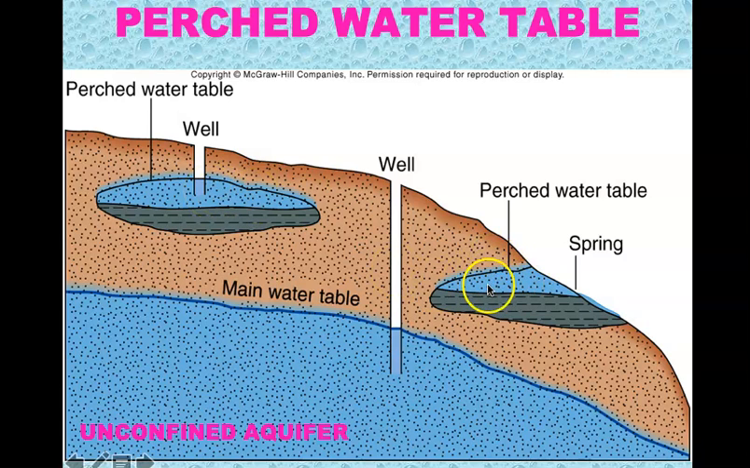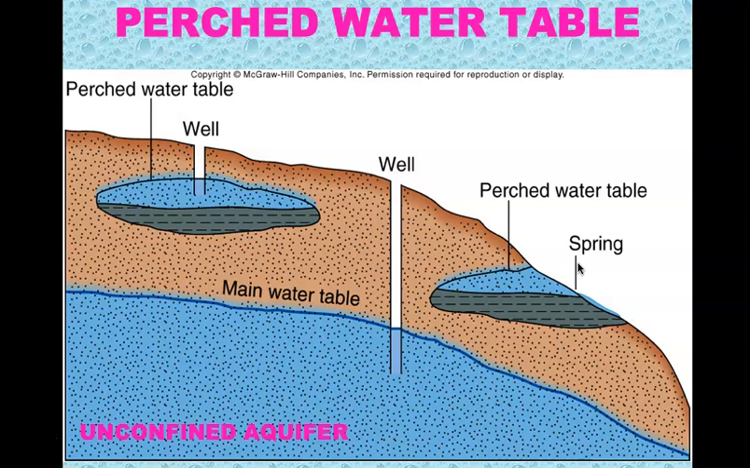A perched water table can also do something rather cool. You don't have to have a perched water table to get a spring, but in this example, a perched water table is giving us a spring. A spring, which we'll have its own slide on in a couple minutes, is when the water table intersects with the topography, intersects with the land. It's when the water table leaks out at the surface.